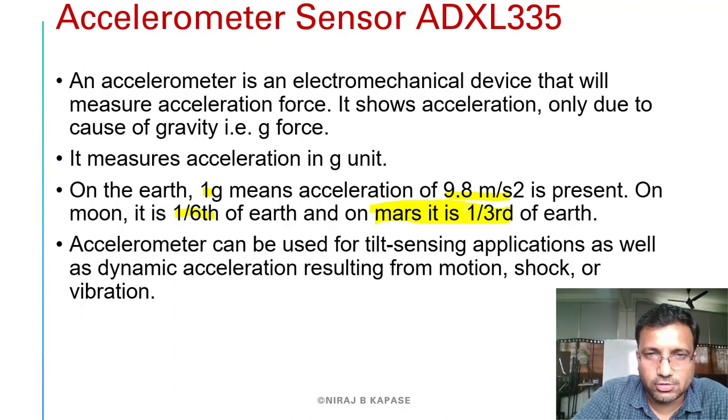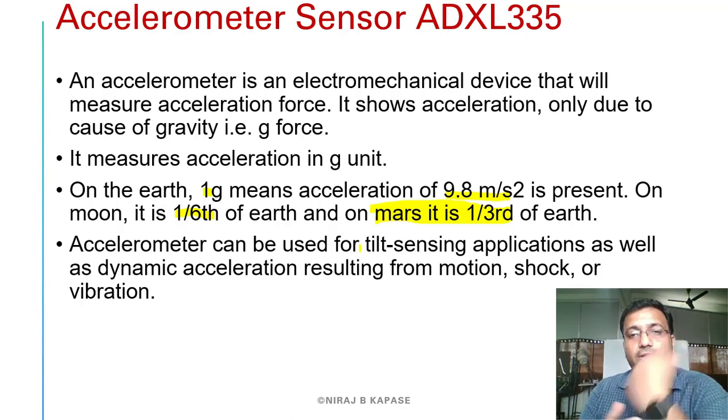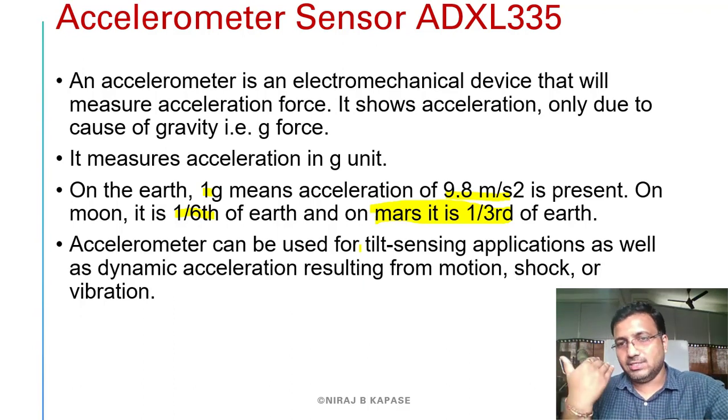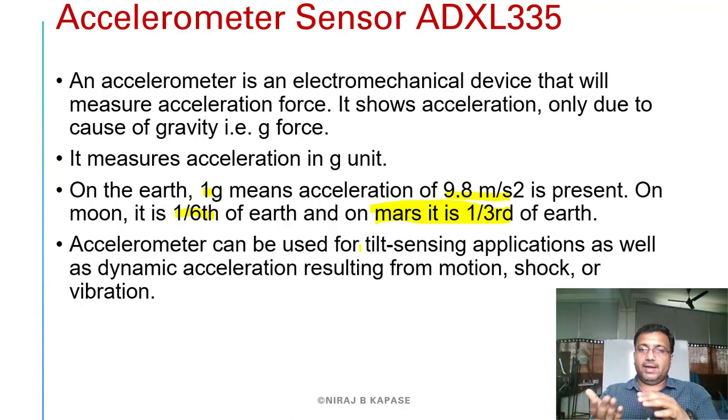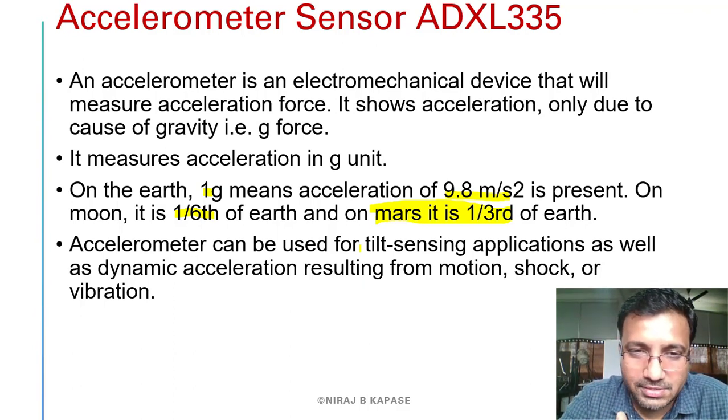Because of the gravitational force, the acceleration can be used for tilt sensing applications, as well as dynamic acceleration resulting from motion, shock, and vibration. Like in smart bands, when we tilt like this, the display turns on. When I move my wrist, the acceleration changes, and the program is written such that whenever the acceleration changes from this to this side, the display is automatically triggered. We have this on a smartphone as well.